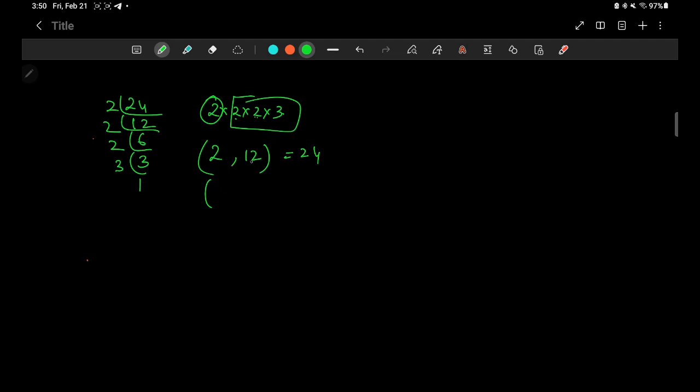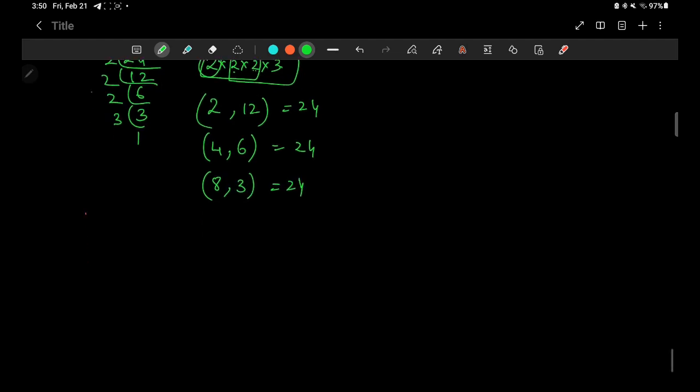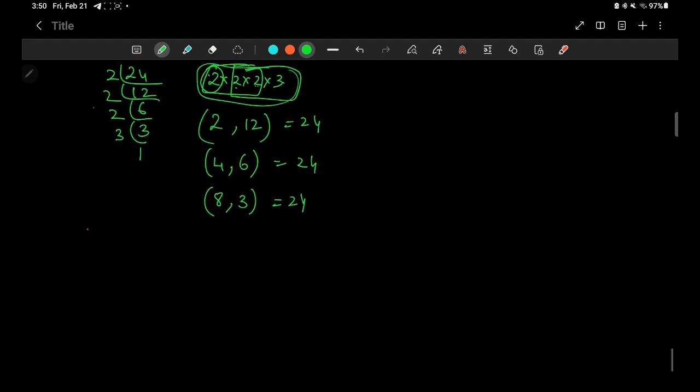Bear with me. 2 into 2 is 4. Then 3 into 2 is 6. 24. Then 8. Okay, take these 3. 8 you get. The remaining is 3. If you multiply these two, you're going to get 24. Then you take everything, you get 24. And then 1. Again 24.